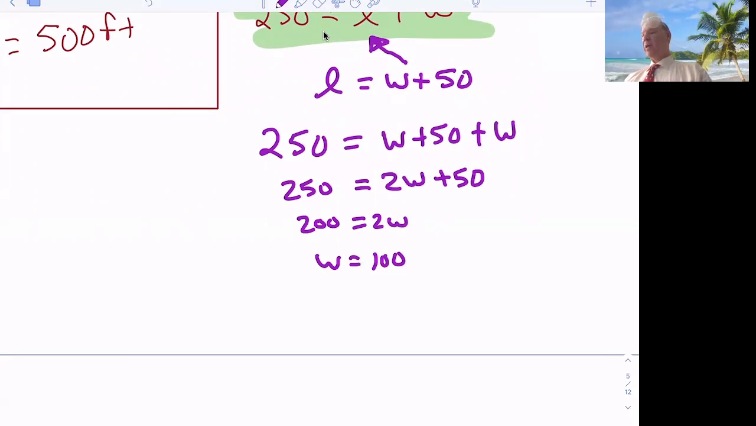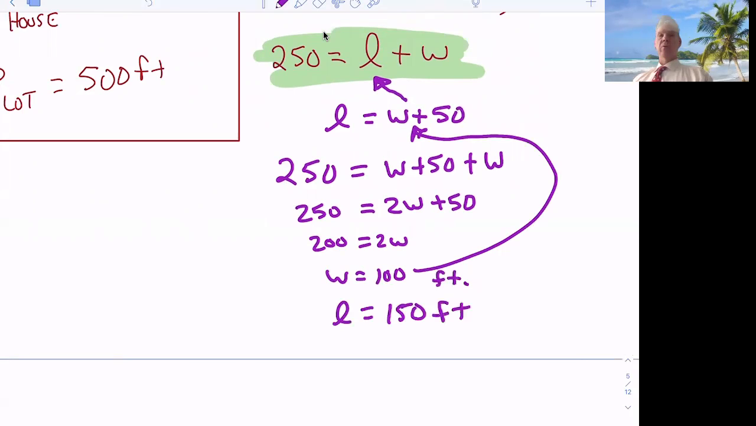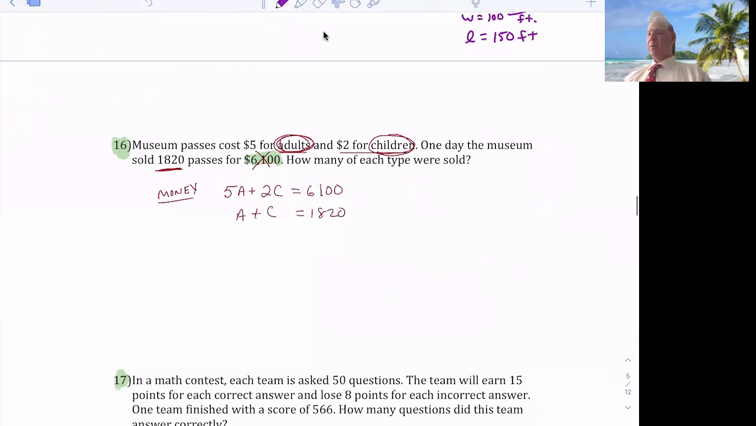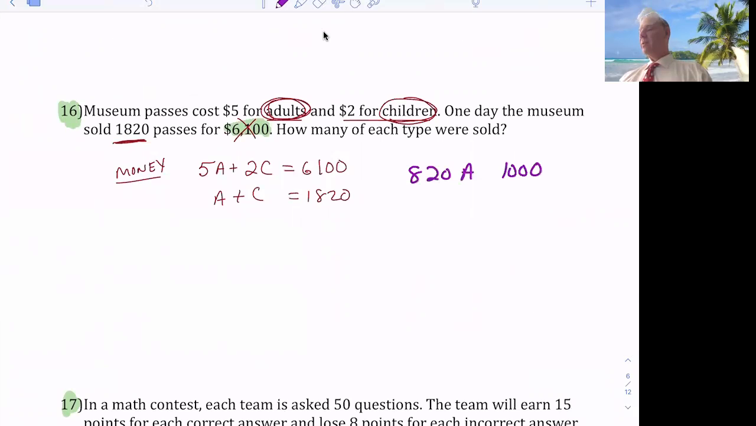And then if the width is 100, plug that in right here, and then the length would be 150. All right, so that's feet, and don't forget, that's feet. Now again, guys, this is just laziness if you didn't get this answer right. Tell me, William. All right, thank you guys.